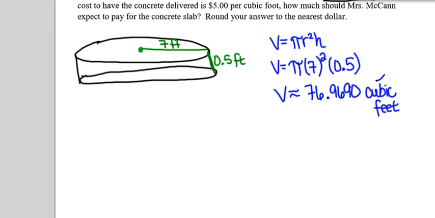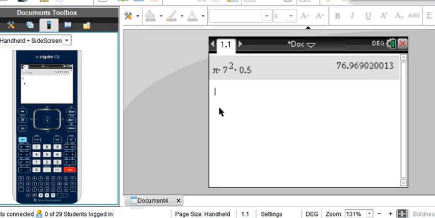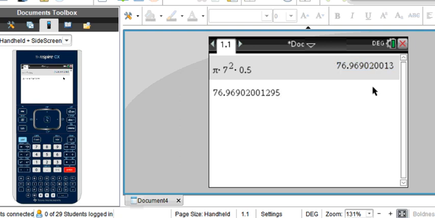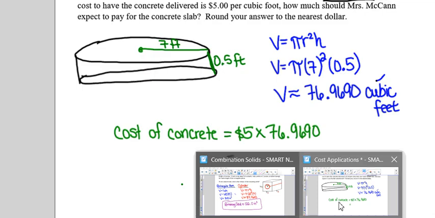So in order to find the cost of the concrete, I'm going to multiply that $5 per cubic foot times the number of cubic feet I need, the 76.9690. Notice that when I go to do this in my calculator, I'm going to cut and paste and I'm going to use the whole decimal display. So it looks like to the nearest dollar I can expect to pay about $385 for my slab of concrete.